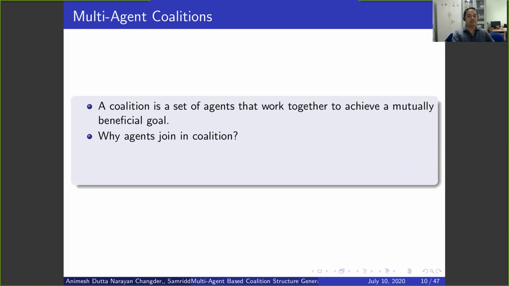Why do agents join in a coalition? Because they cannot complete their goal alone. Here, the Jharkhand government cannot complete its entire goal, nor can Techno India do it. So they form a coalition. So why do agents join in a coalition? They cannot complete their goal alone.